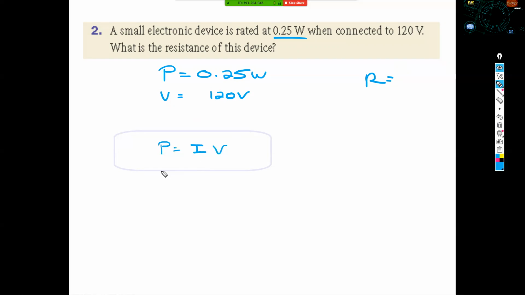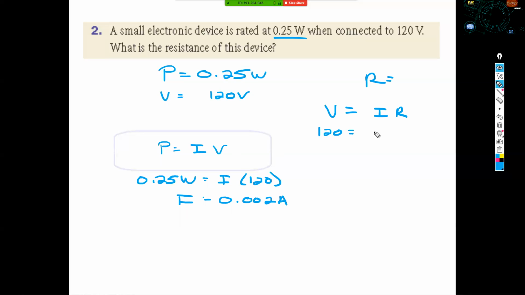So P equals IV, so you have 0.25 watts equals I times 120. The current, the flow rate, is very low, 0.002 amps. Remember, that's coulombs per second. V equals IR to get to my resistance. So 120 equals 0.002 times R, and the resistance for this little device would be 60,000 ohms.